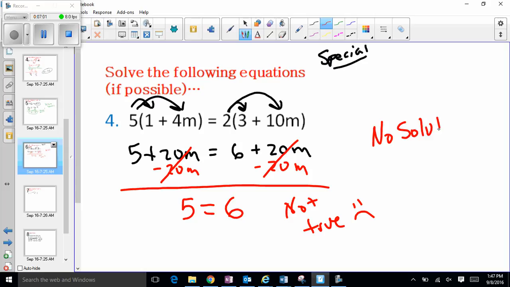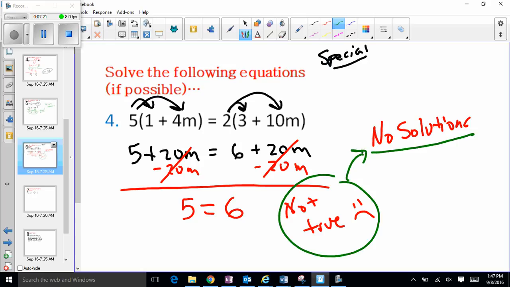You will never find a number to go in for m that will cause this equation to be true. It just will never be true no matter what. It's like somebody made up an equation and they said it was equal to something that it's not possible. So when it's not true, then that should lead you to say that there are no solutions for this equation.